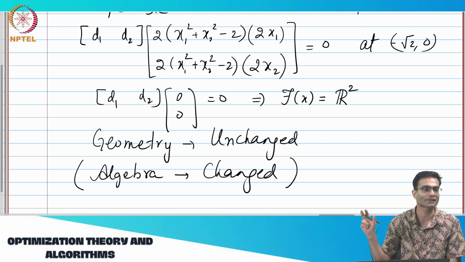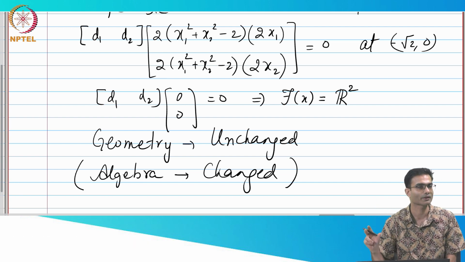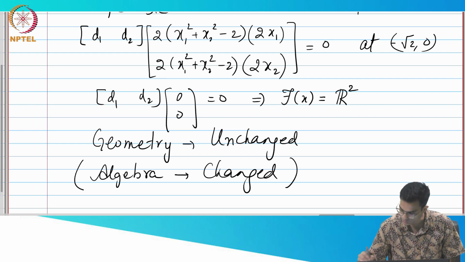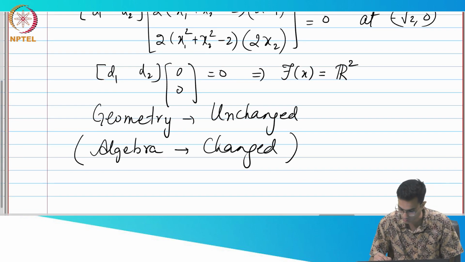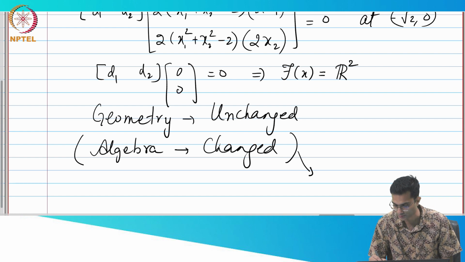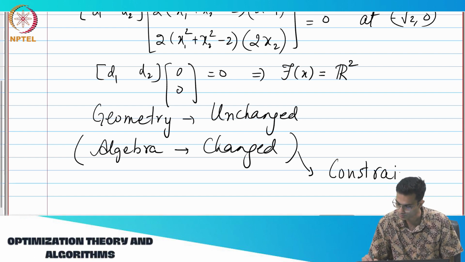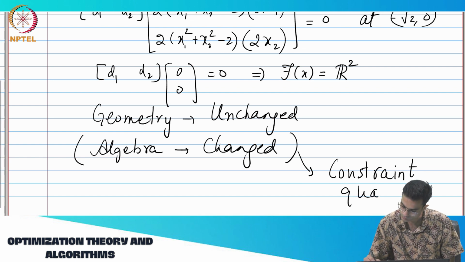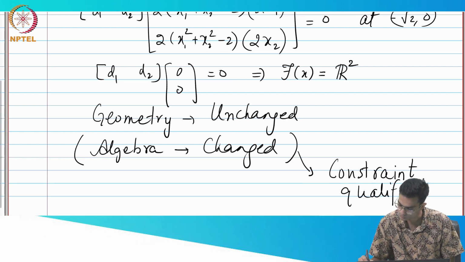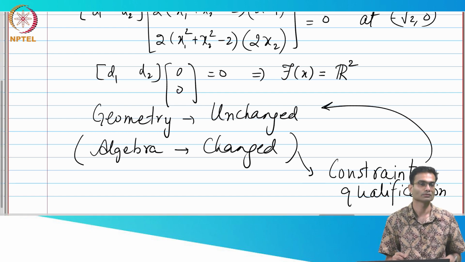There is a missing link over there, right? Now, that missing link is what is called constraint qualification, okay? Which we will talk about. So, you have to pass this through a filter, think of it as a filter of constraint qualification, to kind of restore the balance with geometry.